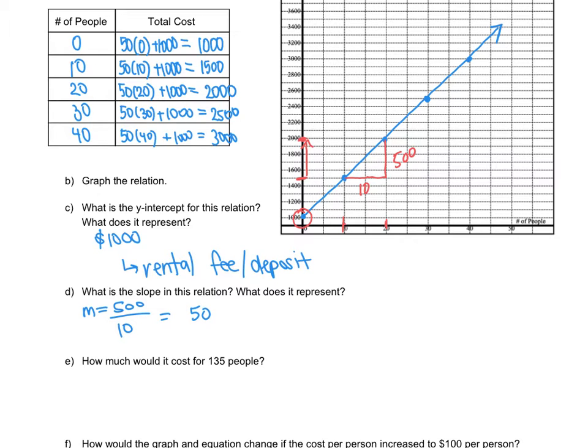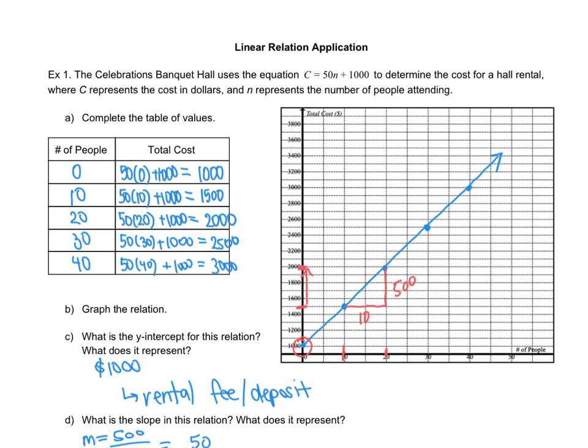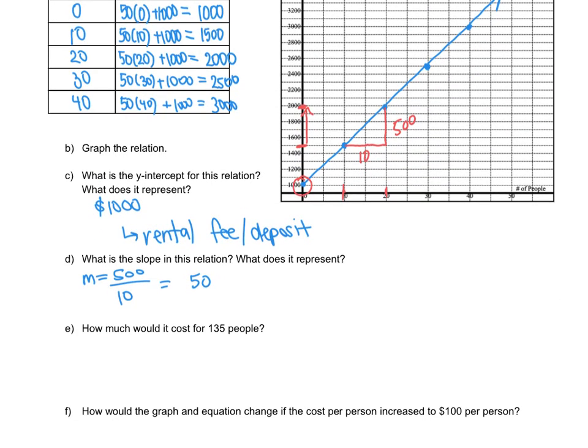Actually, I could have also just found that from my equation at the very top, but I kind of just forgot about it. So here's our slope, here's our y-intercept. Now, my slope is 50. What does it represent? It represents the cost per person. So for every additional person you invite, it's an extra $50.